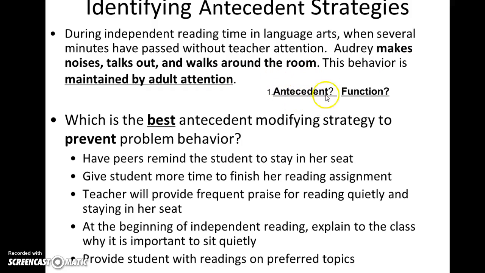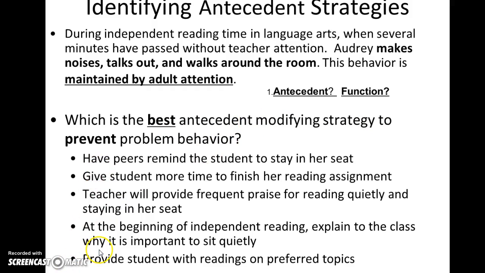So what is the antecedent? In this case it is the independent reading time in language arts. And the function, you can see that there is attention twice, so it's maintained by adult attention. So that's the function, to gain adult attention. So which of these is the best antecedent modifying strategy to prevent problem behavior?